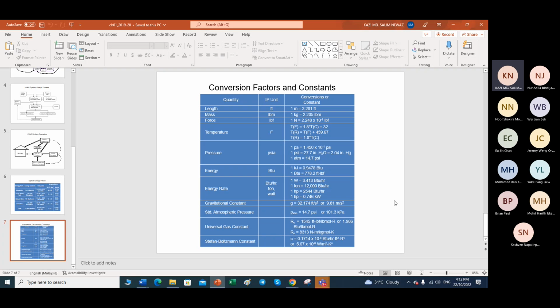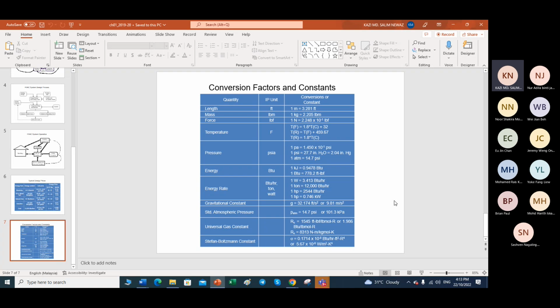Now we go further down, where we see the conversion factors and constants. In many occasions we will need to convert units from BTU, British Thermal Unit, to SI units, because not all the problems are given in SI units. ASHRAE works in BTU, British Thermal Unit, so we have to solve the problem in BTU. In that case, we need to have an easy understanding.